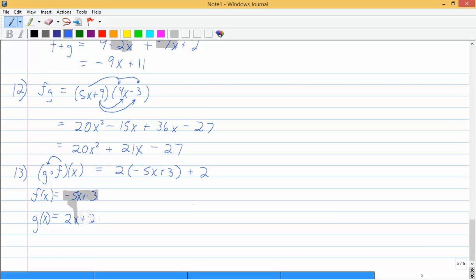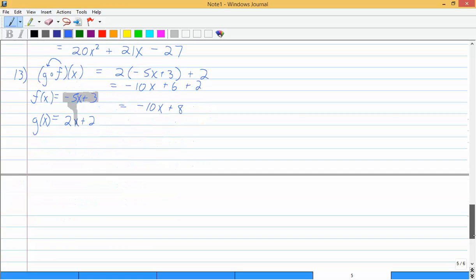Don't forget this plus 2 at the end. It's very common to forget to put that in there. Alright, now distribute your 2. You have negative 10x plus 6 plus 2. So it's negative 10x plus 8. Alright.